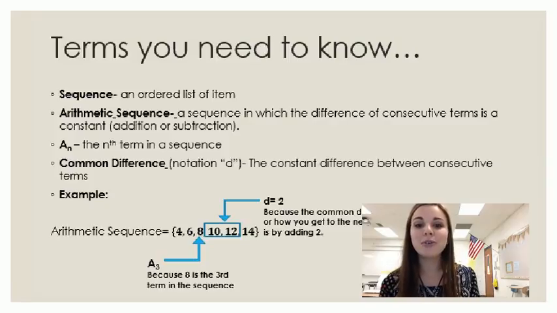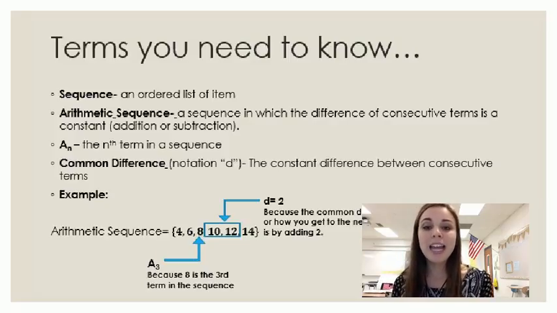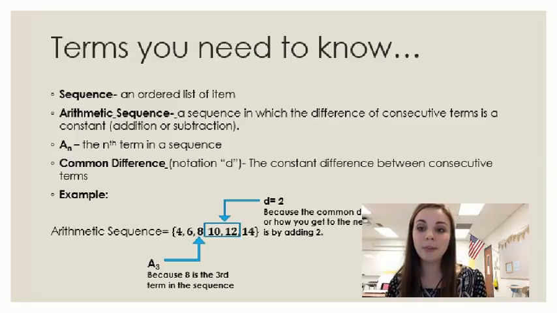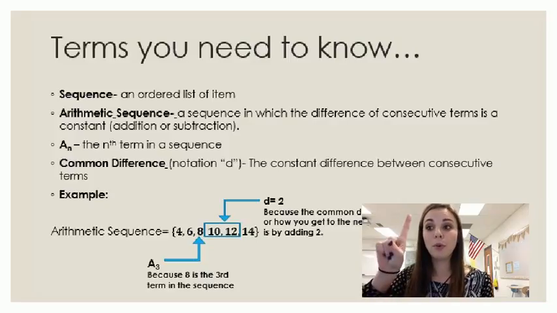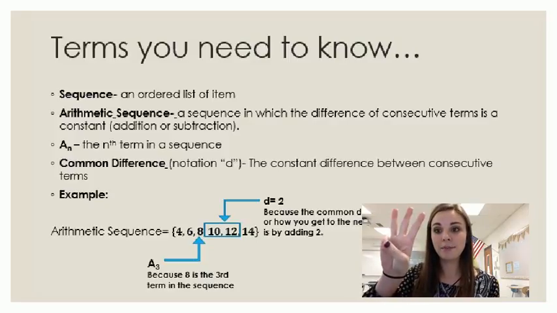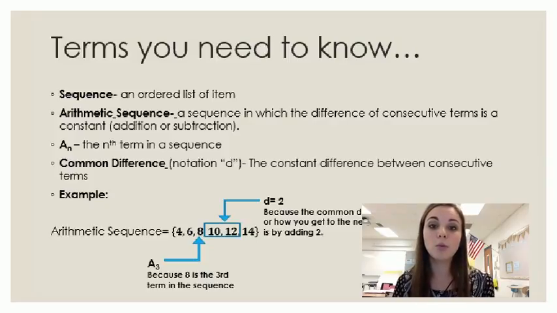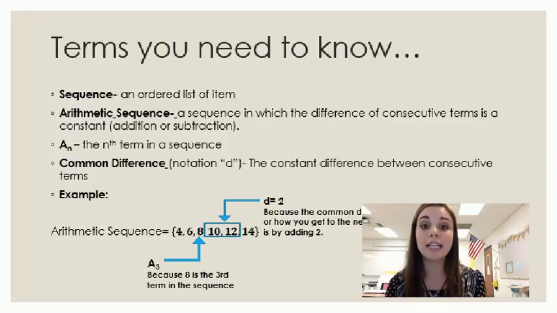Okay, moving on to our examples so we can identify some of these definitions. You see that you're given an arithmetic sequence: 4, 6, 8, 10, 12, 14. I have an arrow pointing to 8 and I've labeled that as A sub 3. The reason why is because if you count 4, 6, 8, 8 is the third term in the sequence, which means it gets the notation A sub 3.